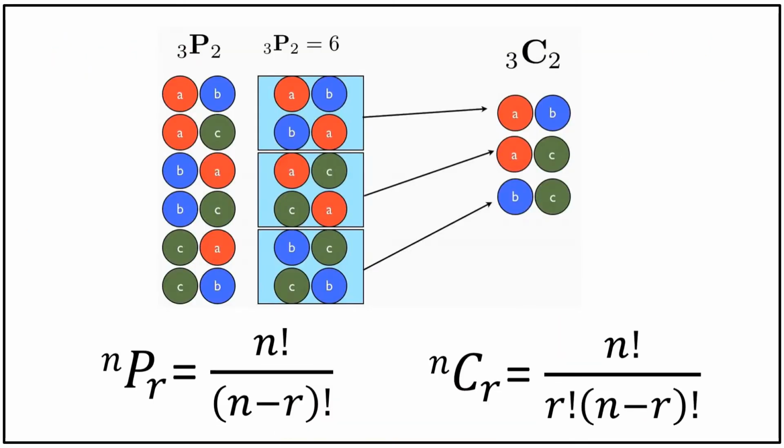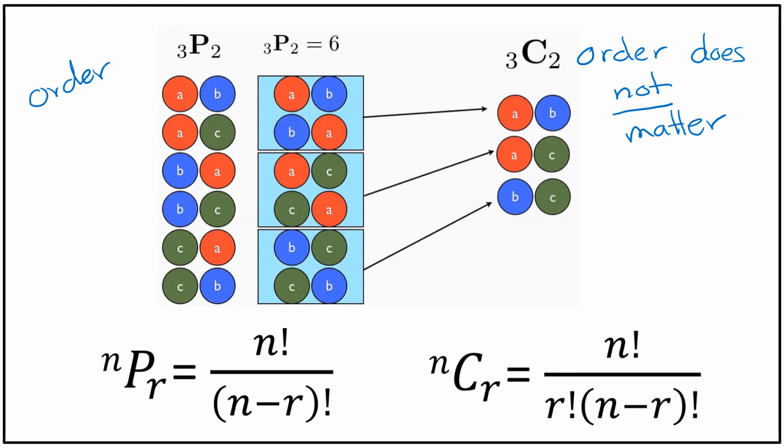So there are 2 types: combinations and permutations. When we talk about combinations, we are talking about whether or not the order matters. So with combinations, order does not matter, whereas with permutations, order does matter.